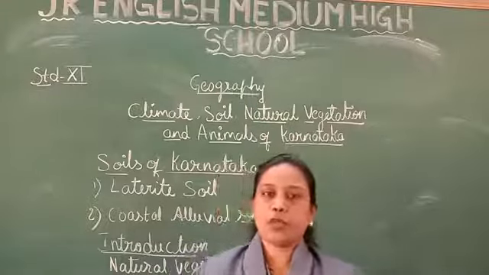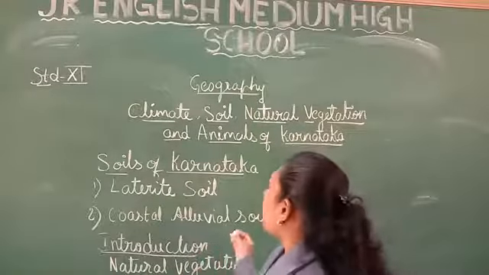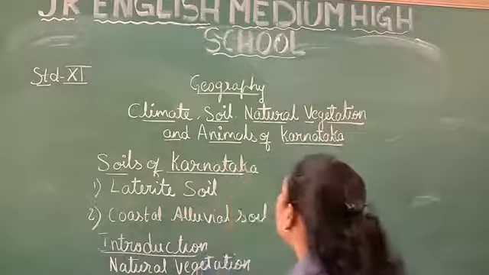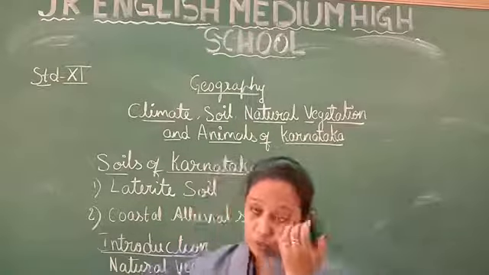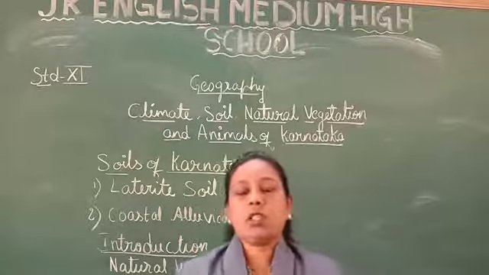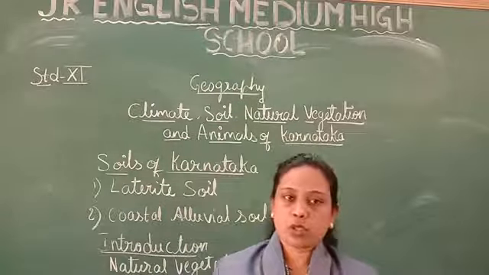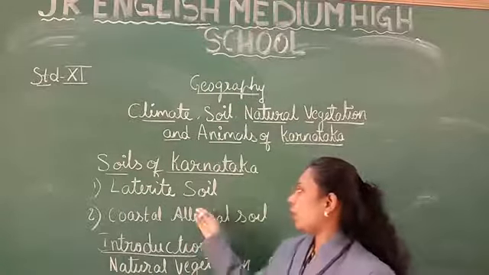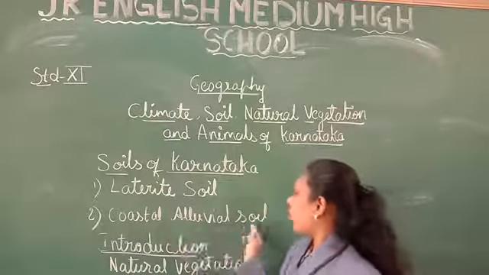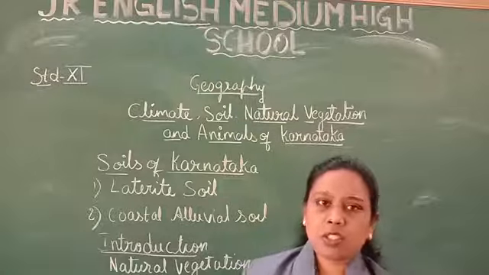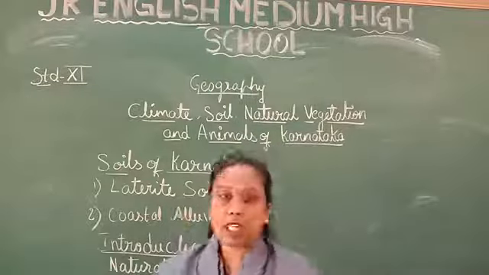So today I am going to continue with my same lesson, that is the climate, soil, natural vegetations and animals of Karnataka. So we were seeing about the soils of Karnataka. In the last class we saw about the red soil and the black soil. Today I am going to explain all about the laterite soil and coastal alluvial soil. First let me explain all about the laterite soil.